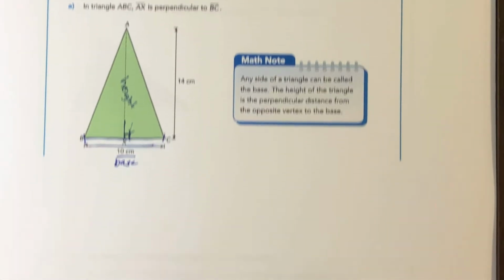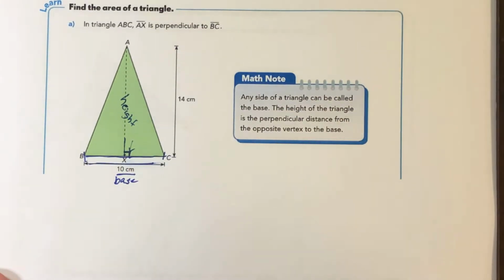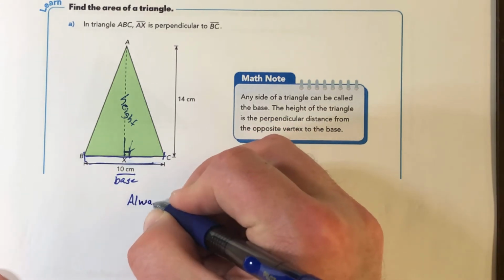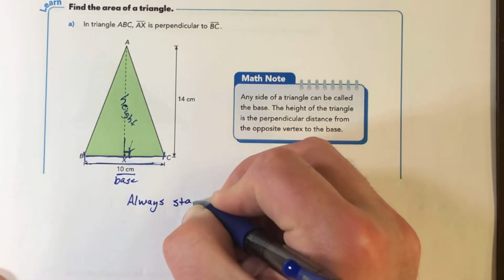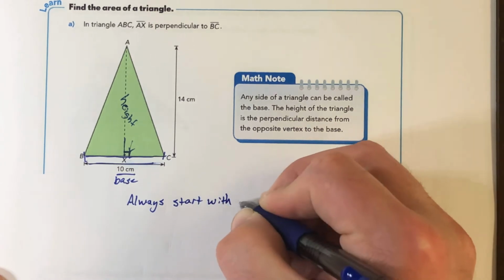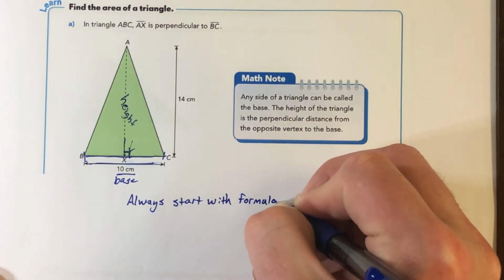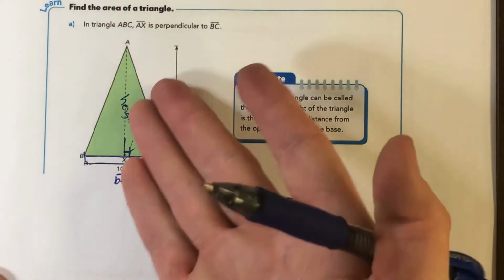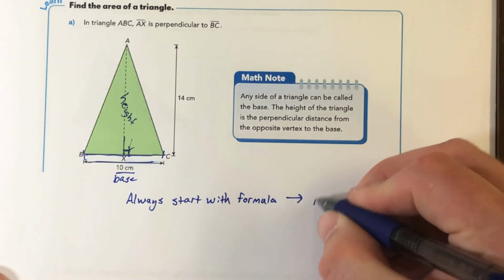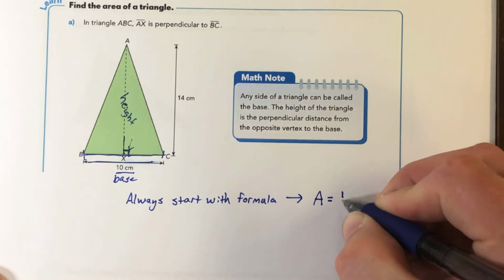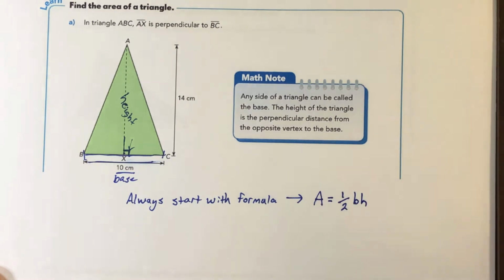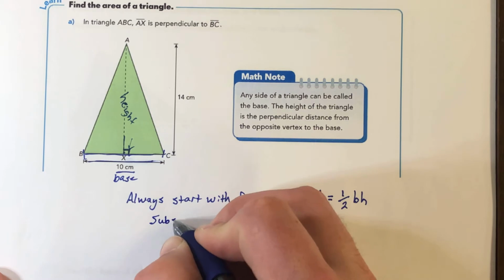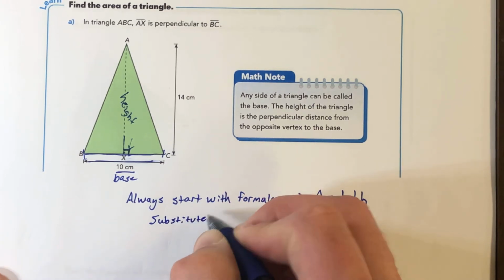All right, so how do you use a formula? How do you find the area? Well, first, always start with the formula that fits the shape. So this is a triangle. It's talking about area. It's got bases. It's got heights. So our formula is A equals 1/2 BH. Next step, substitute what you know.